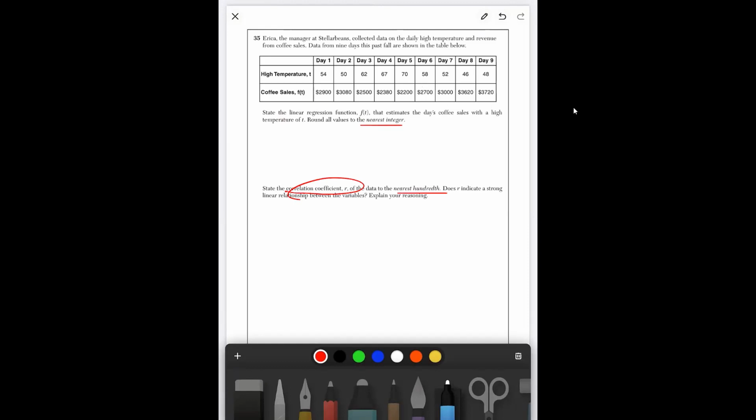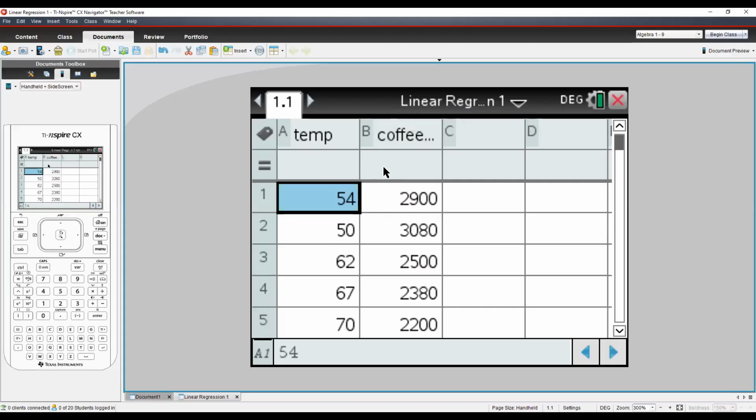Very first thing, we need to grab the calculator. So let me do that. I've already entered the data because I don't want to waste time on camera showing you how to enter it. Most of y'all, if not all of you, know how to do this. I entered the 9 days of data. I called my X value the temperature and the Y variable the coffee sales. Temperature is the independent variable, and the dependent variable is coffee sales.